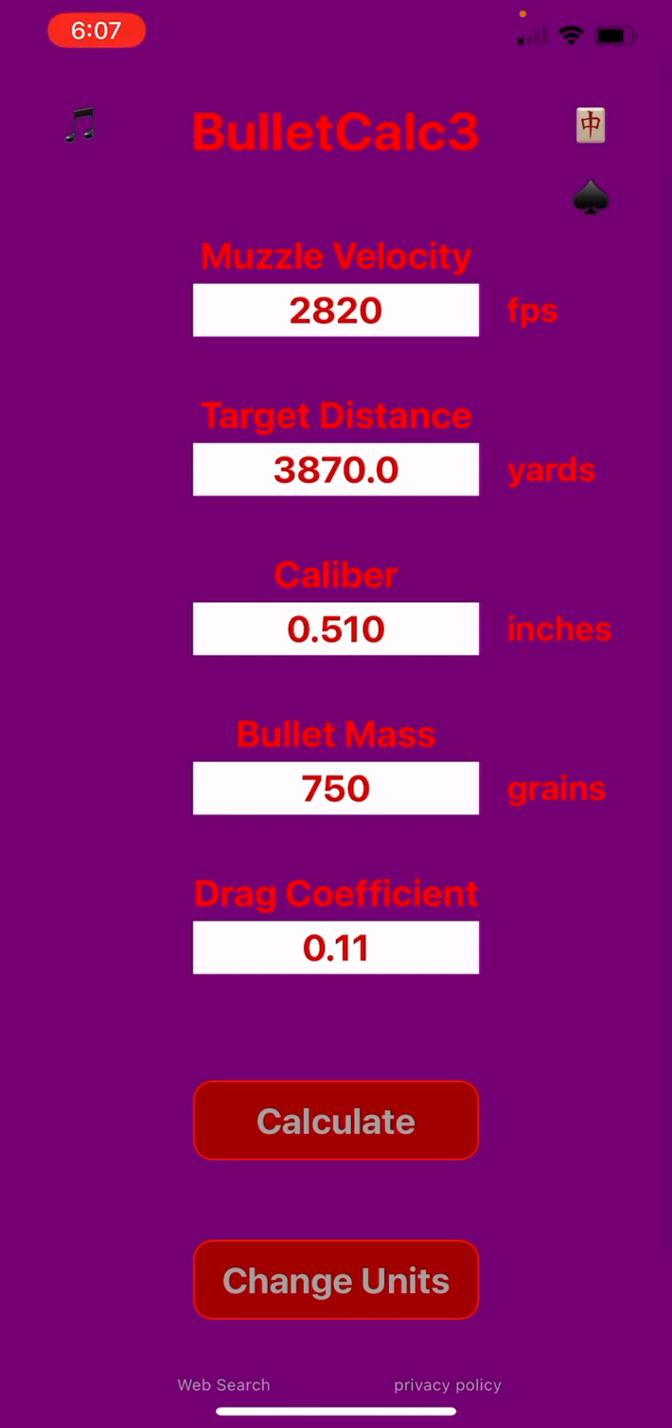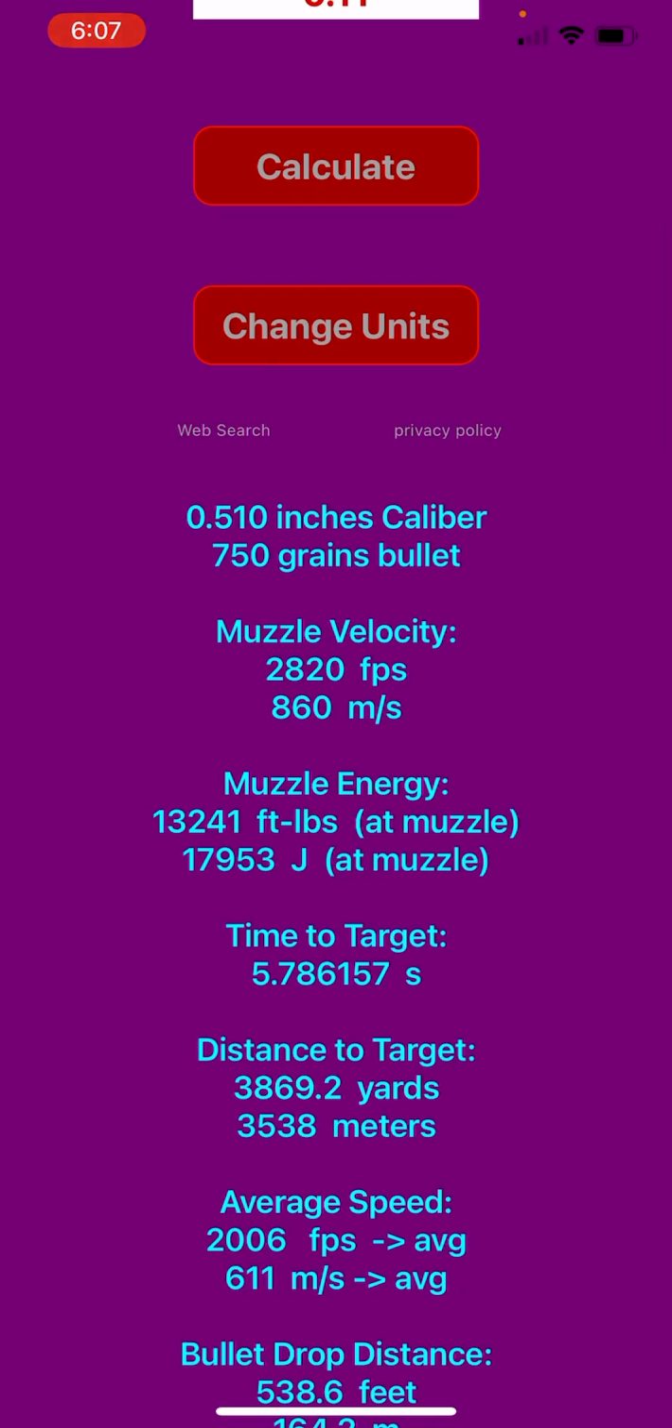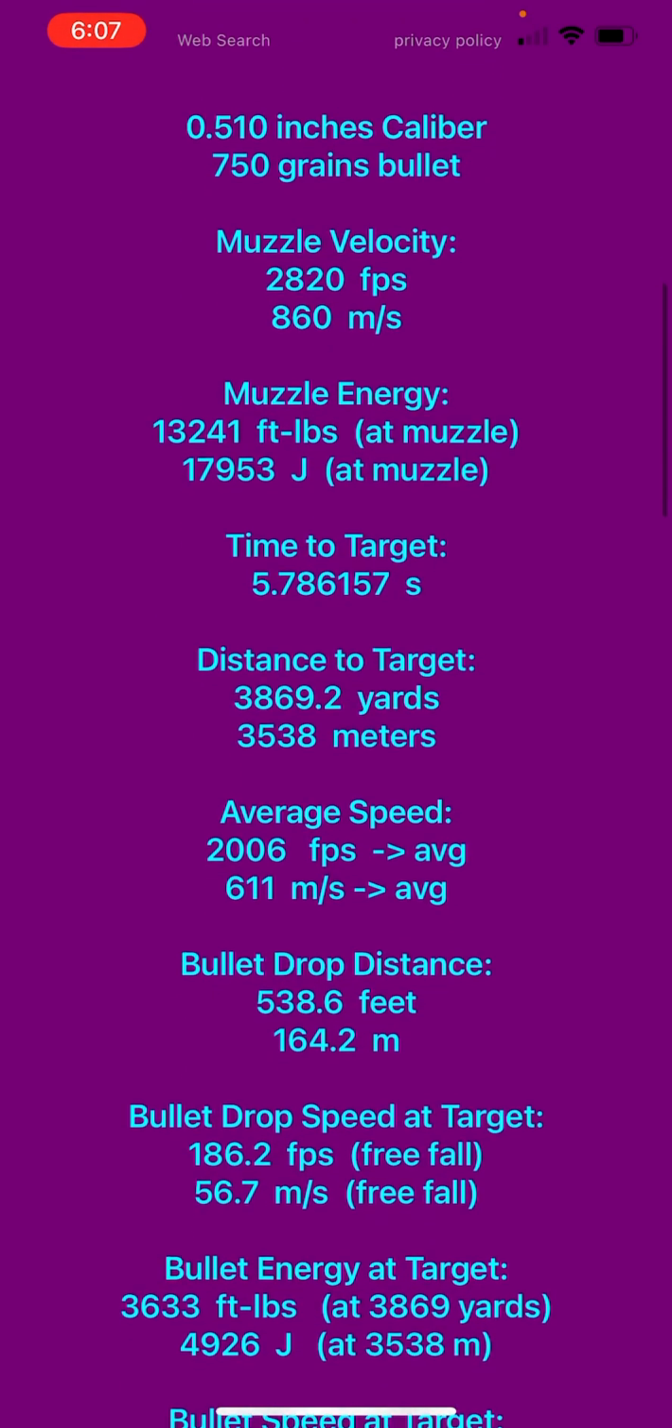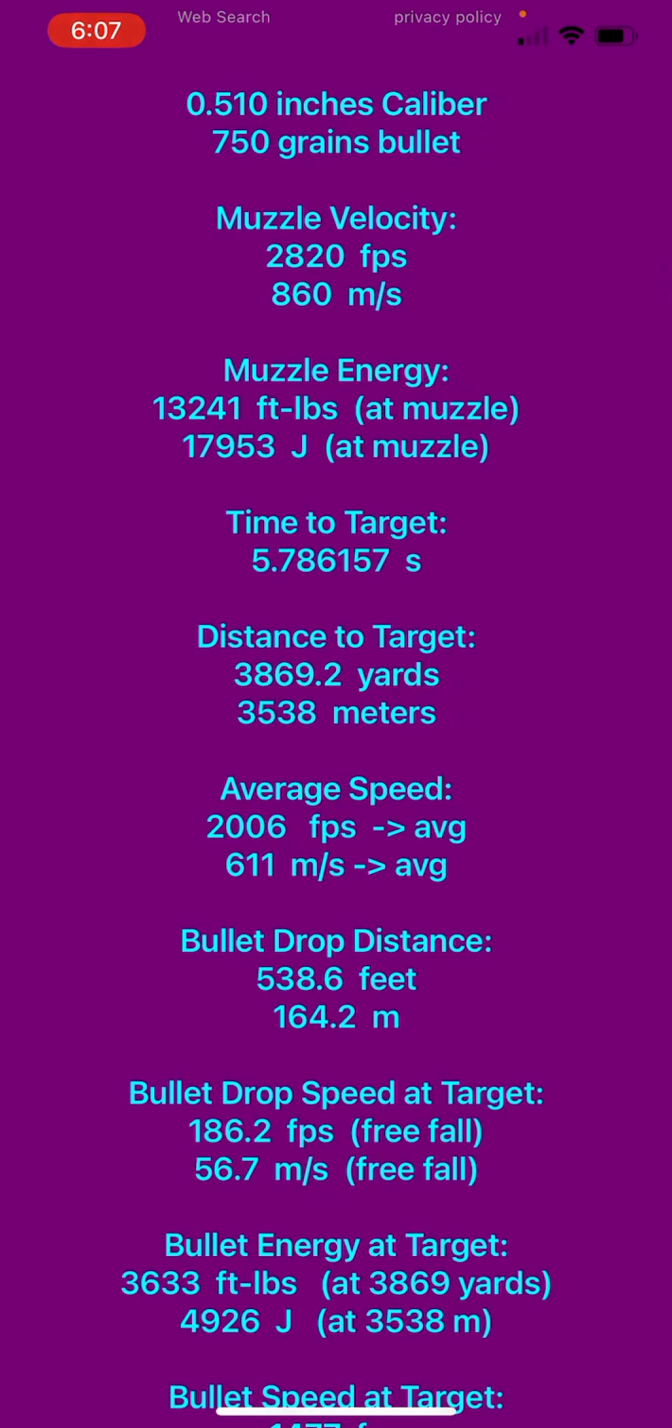There are defaults, but the beauty of BulletCalc3 is that you can change nearly every element of this to customize your calculation for your own situation. So if we go down here, we have the caliber, the grain of the bullet, which is the mass, the muzzle velocity in both feet per second and meters per second, and the muzzle energy, that's the energy the bullet leaves the gun at. We have it both in foot-pounds and joules.